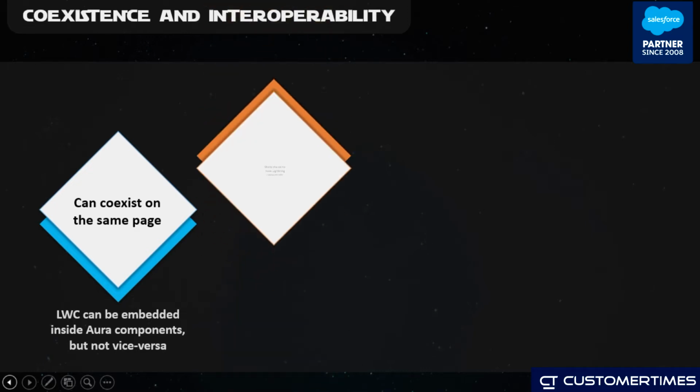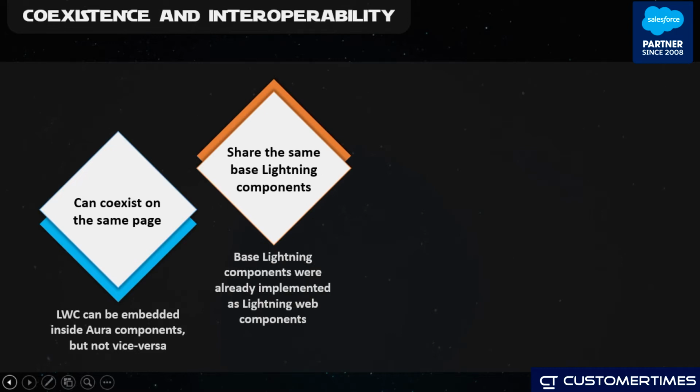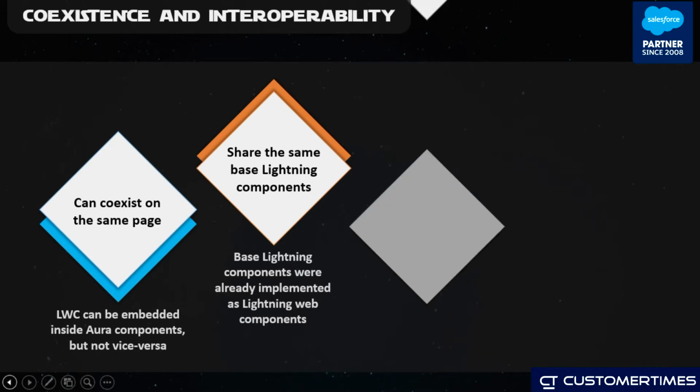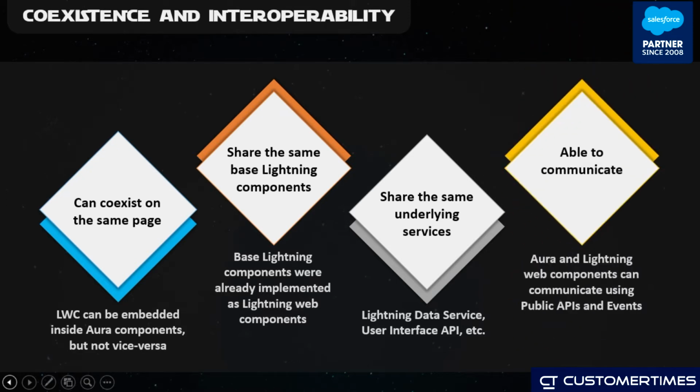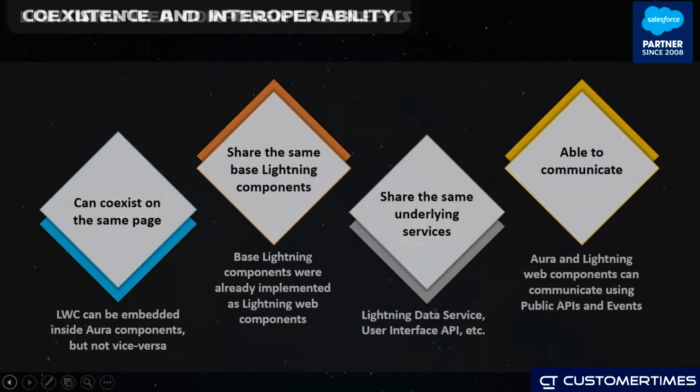They share the same base Lightning components. Base Lightning components were already implemented as Lightning Web Components. They share the same underlying services: Lightning Data Service, User Interface API, and others. They're able to communicate. Aura and Lightning Web Components can communicate using public API and events.